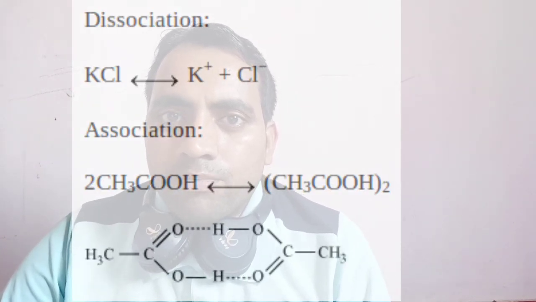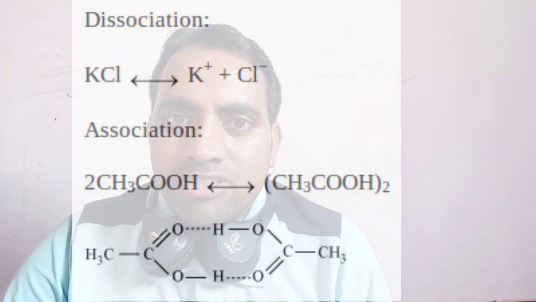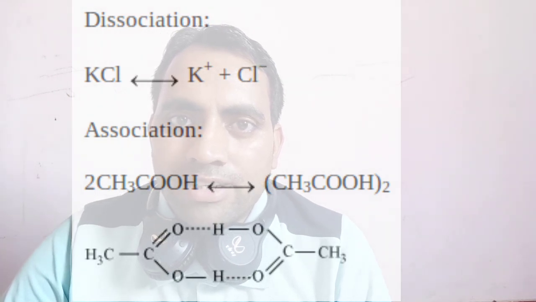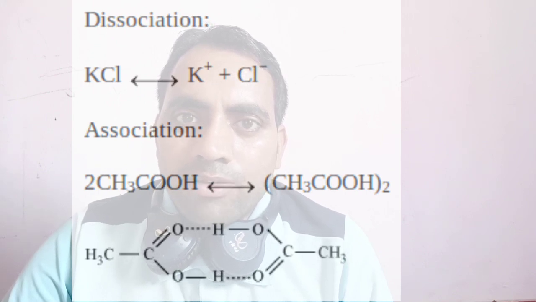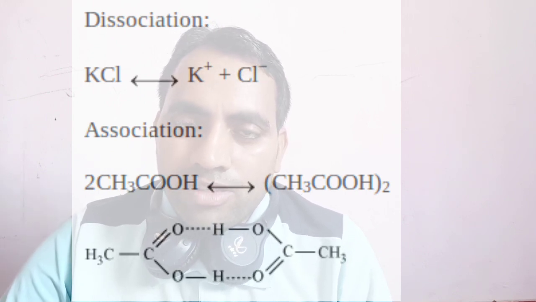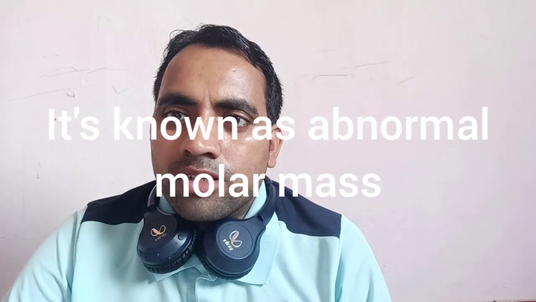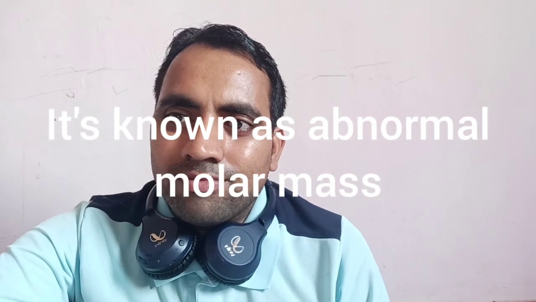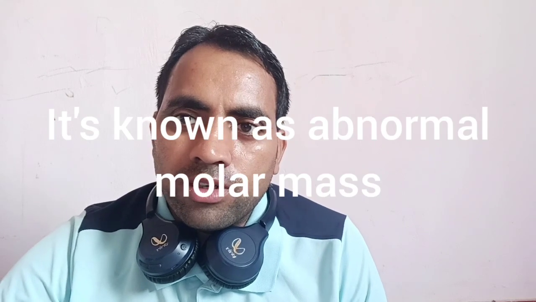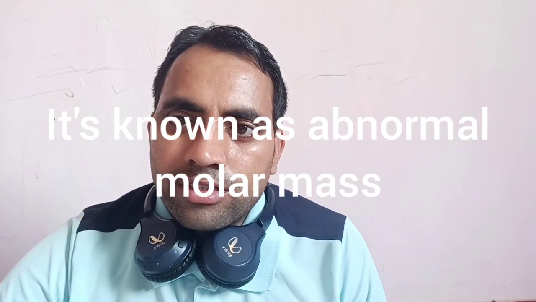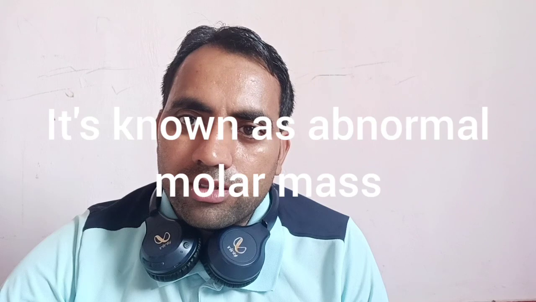So this problem is created because many solutes dissociate in solution, for example KCl, NaCl, K2SO4, and some compounds such as carboxylic acid associate. So the number of particles changes, so the value of colligative property and molar mass change. If the experimental molar mass value is different from the real value, then it's known as abnormal molar mass.